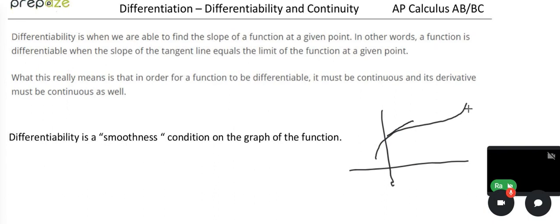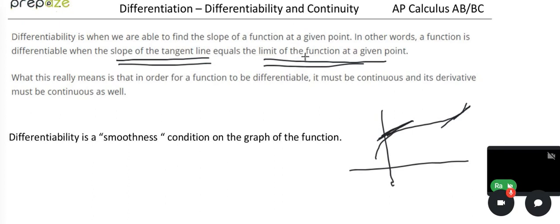So the slope is basically nothing but a tangent to the graph. So we are finding the tangent, whether we can find the slope of the tangent, the slope of the function at a given point. In other words, a function is differentiable if the slope of the tangent line is equal to the limit of the function at a given point. So the limit has to exist, which means the function has to be continuous.